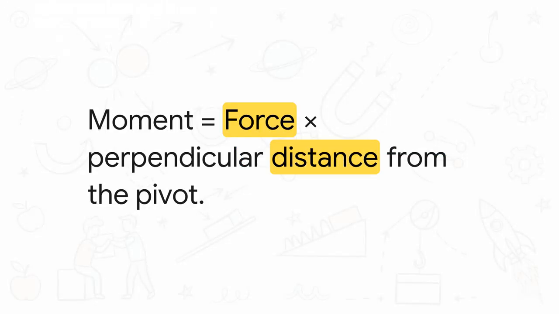And the math behind this is beautifully simple. The turning effect, the moment, is just your force multiplied by your perpendicular distance from the hinge. We measure it in Newton meters. This essentially means you can create a massive turning effect either by pushing really, really hard or just by moving much further away from the pivot point. Basically, distance is a multiplier of force.